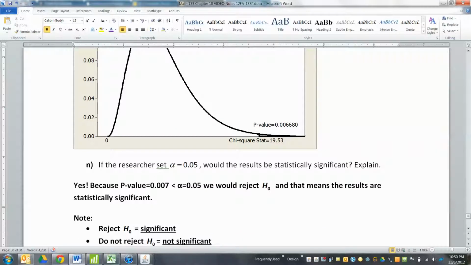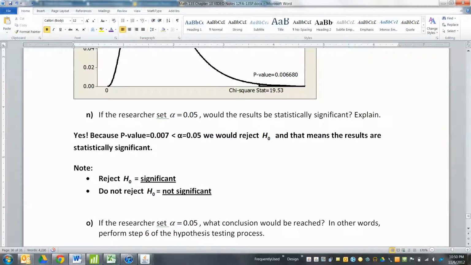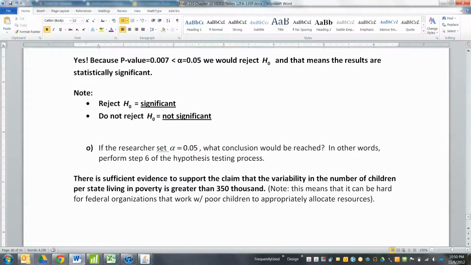If the researchers set alpha to be 0.05, would the results be statistically significant? The answer is yes, for sure, because that p-value is less than alpha. P equals 0.007 is less than your alpha value. We would reject the null hypothesis, and that means statistically significant. Don't forget, ever, that rejecting the null hypothesis is called significant, and not rejecting the null hypothesis is not significant. If the researchers set alpha to 0.05, what conclusion would be reached? There would be sufficient evidence to support the claim that the variability in the number of children per state living in poverty is greater than 350,000.